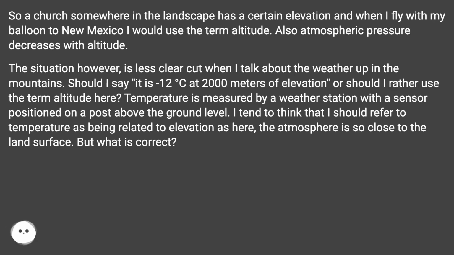The situation, however, is less clear-cut when I talk about the weather up in the mountains. Should I say, it is minus 12 degrees Celsius at 2,000 meters of elevation? Or should I rather use the term altitude here? Temperature is measured by a weather station with a sensor positioned on a post above the ground level. I tend to think that I should refer to temperature as being related to elevation, as here, the atmosphere is so close to the land surface. But what is correct?